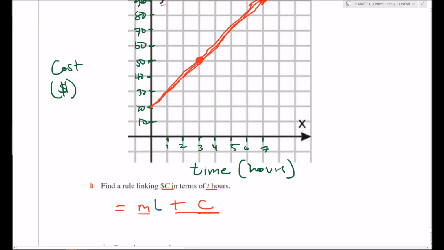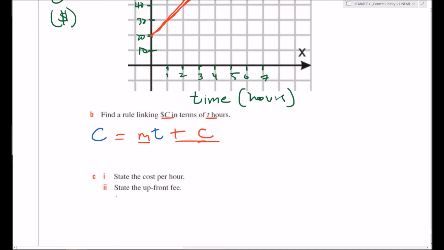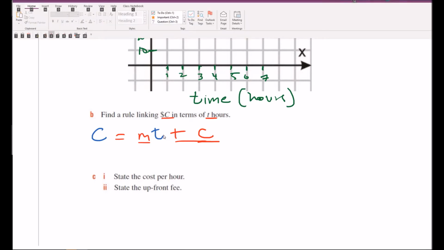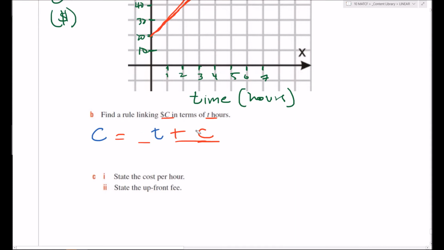Is going to be called t, and for my y-axis it's cost, so that'll be c. Does not change, by the way, what you're looking for. So you're still looking for the gradient and the y-intercept. Okay, so that means in my formula, these are the two things that I'm looking for. It doesn't actually change anything. I'm just looking for the gradient and the y-intercept.